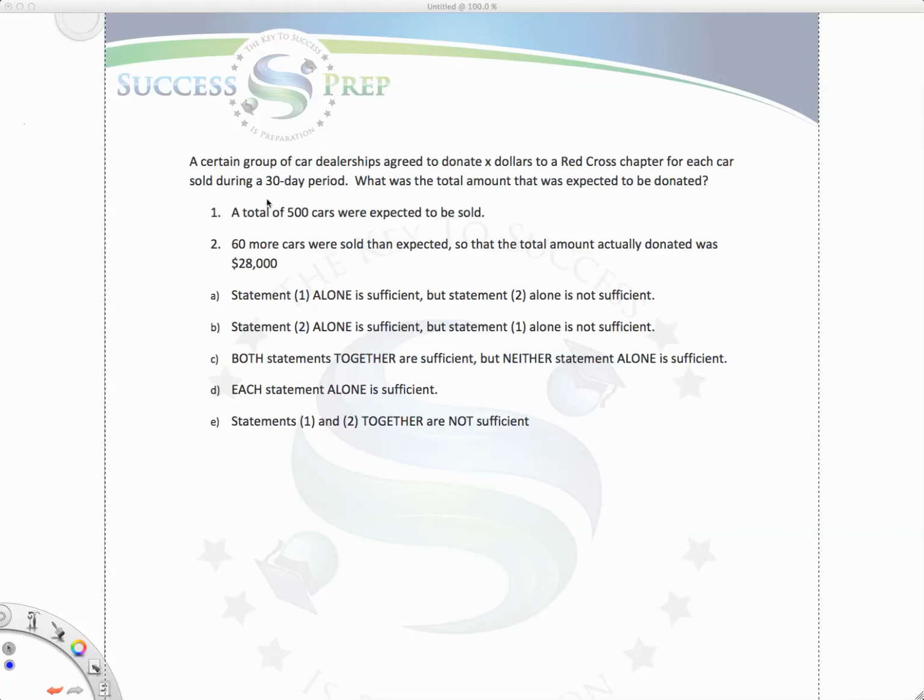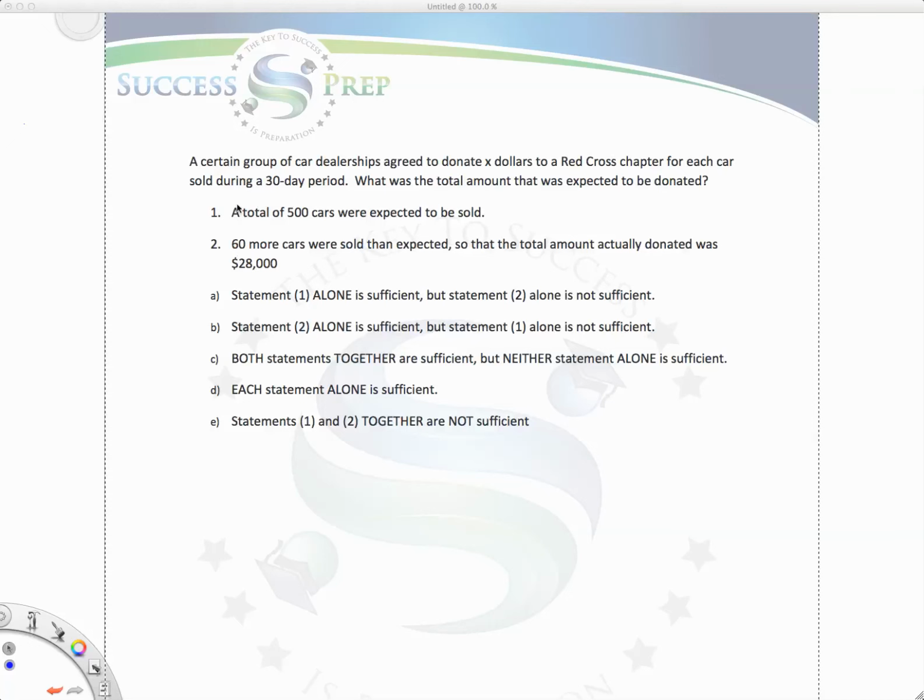This is a data sufficiency question that you would find typically on the GMAT. It says a certain group of car dealerships agreed to donate X dollars to the Red Cross chapter for each car sold during a 30-day period. What was the total amount that was expected to be donated? So what we're looking for is the total amount expected to be donated.